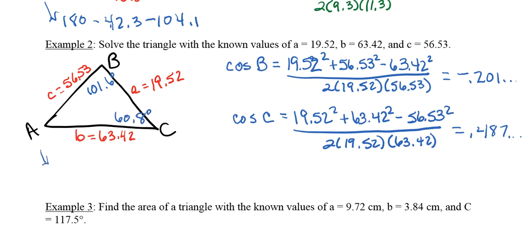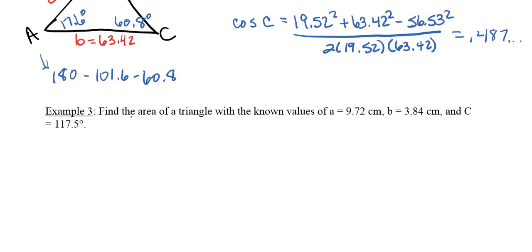Now to find angle A, 180 minus 101.6 minus 60.8. And so I end up with 17.6. And I should be good to go because of the order I did it in. Largest angle, largest side, smallest angle, smallest side, and then in the middle. So I used law of cosines the entire time. You could have, once you found the first one, switched back to law of sines if you prefer.